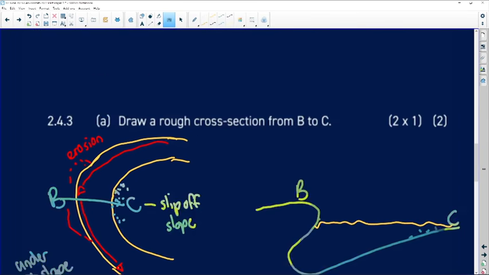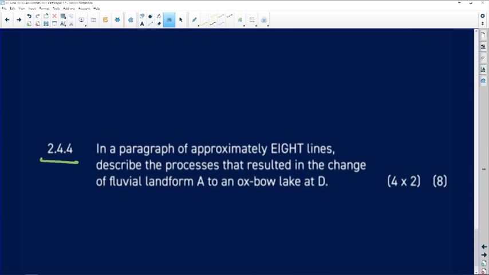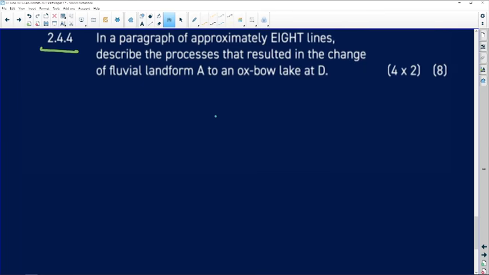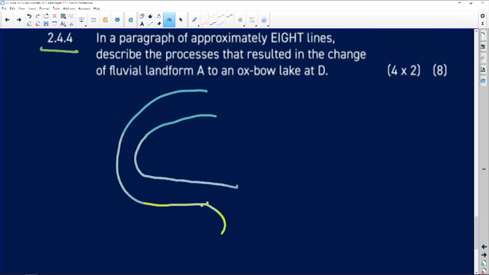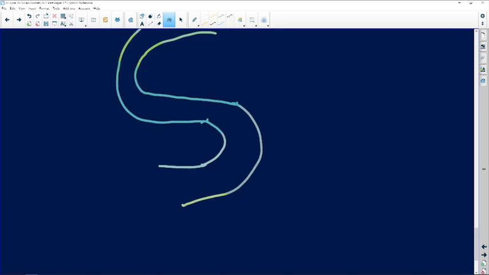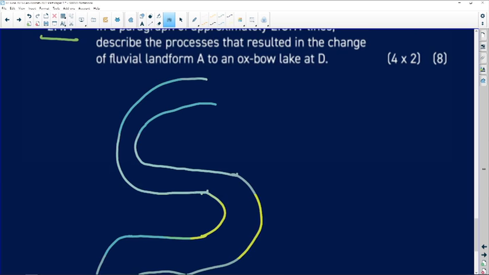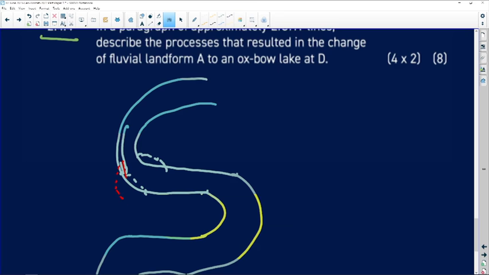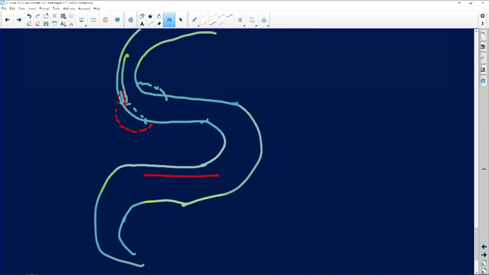Now, as the river continues to flow, we know that erosion takes place at the undercut slope. We already established that we have the undercut slope and the slip-off slope. As we experience continuous erosion on the undercut slope, the same will happen at the next meander bend. So the outer bank keeps on being eroded.